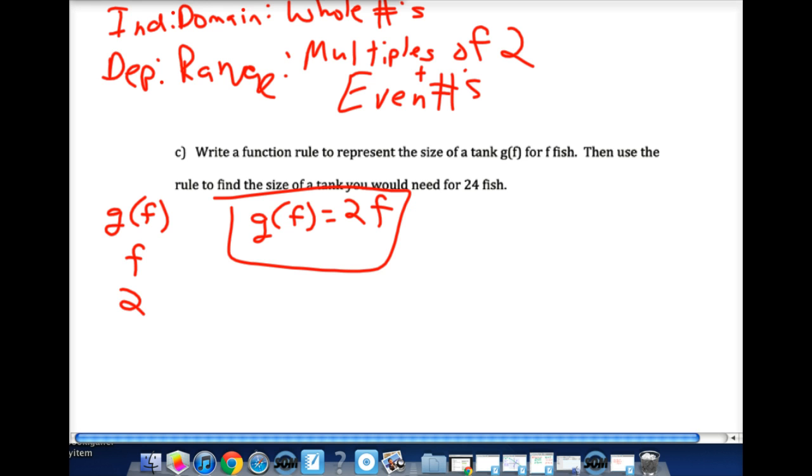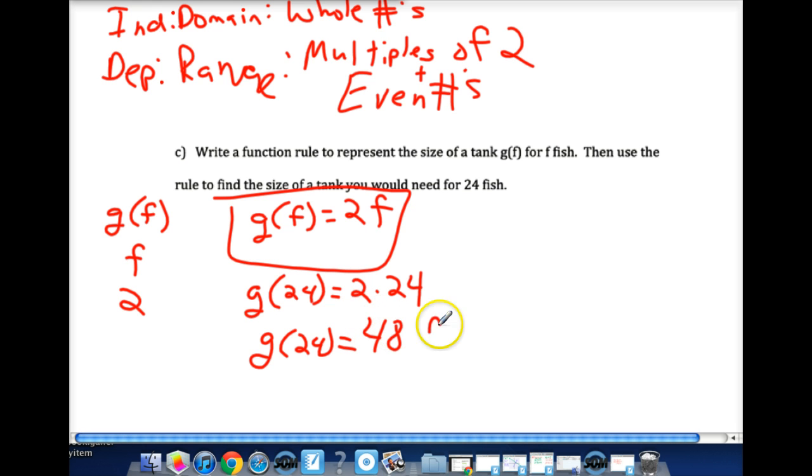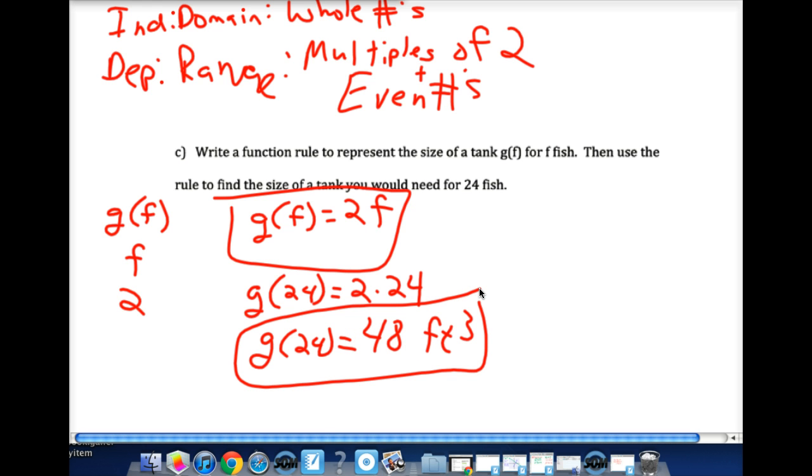What happens if we have 24 fish? What do we do, multiply by 2? Multiply it by 24. G of 24. Can you do 2 times 24 in your head? 48. This is where we're actually going to label it. Feet cubed. That would be one big fish tank, people. Yep, 48 cubic feet.